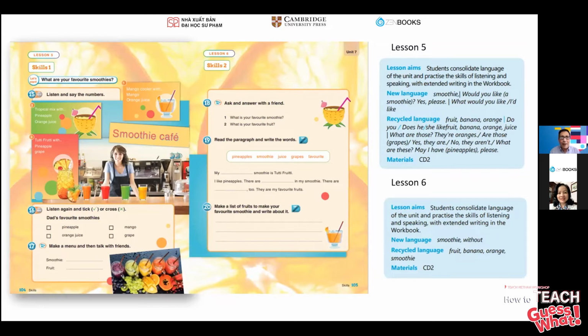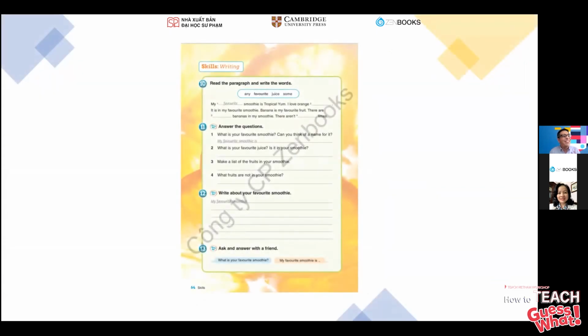So we can see here, yes, we review, ask and answer with a friend. Then we read a paragraph and we write the words, and that paragraph becomes a model answer so that we can make a list of fruits to write about and write about the fruit smoothie. And again, in the workbook, we could send it home for homework so that they write an even more detailed paragraph at the end.